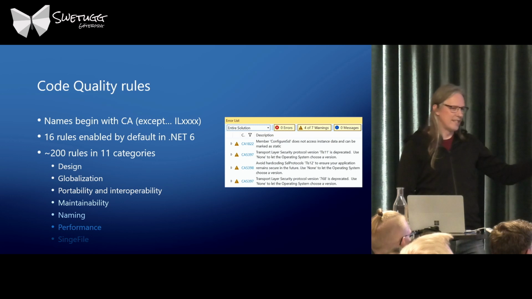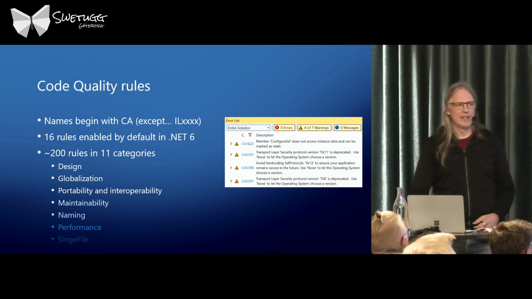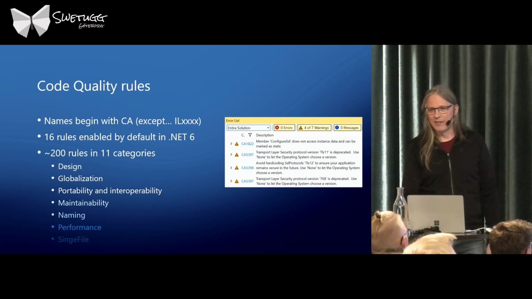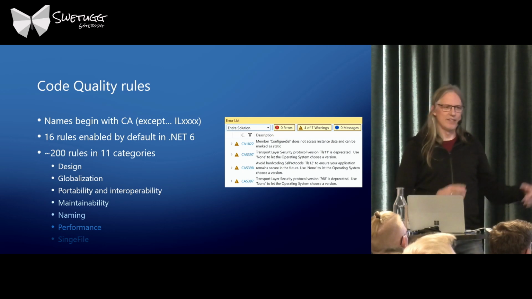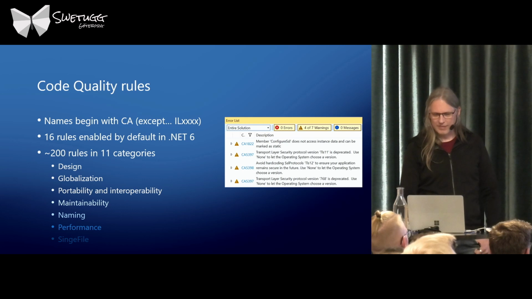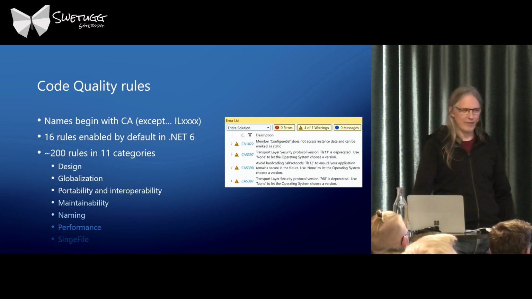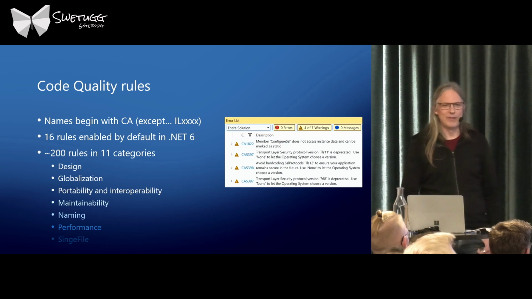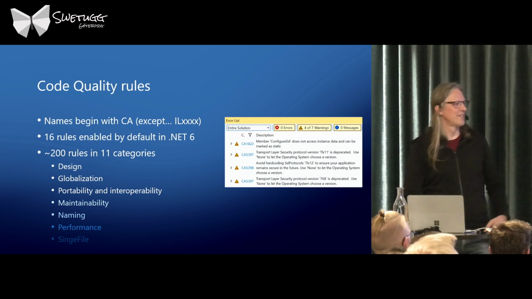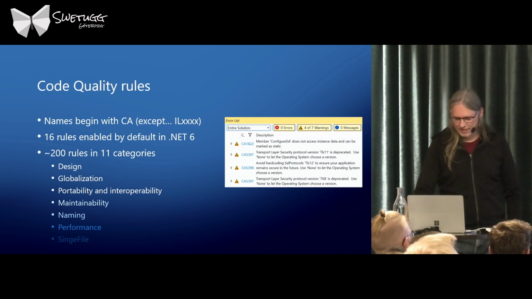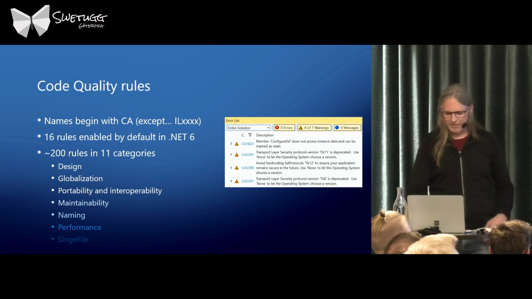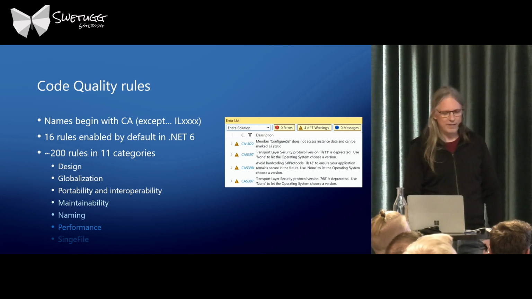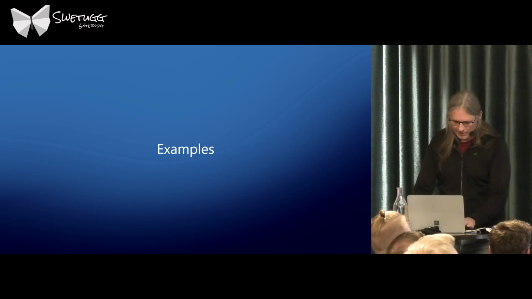And the categories are things like design. Are you designing your APIs according to the .NET standard guidelines? Globalization, it's the sort of culture info and other globalization things. Portability and interoperability, if anyone's doing COM32 p-invoke calls, it'll help you out there. Maintainability, again, is your code easy to maintain over time, large functions, complex inheritance trees. And there's more, performance and other stuff, there's 11 categories. So we'll just look at a few examples.